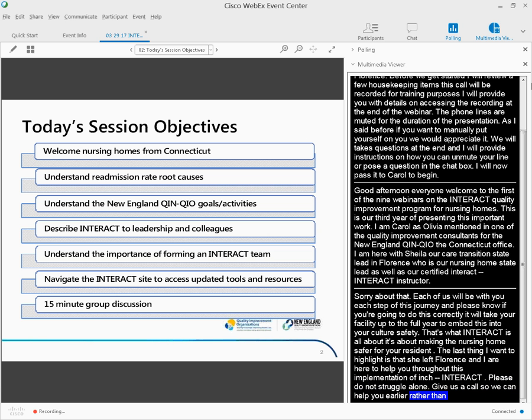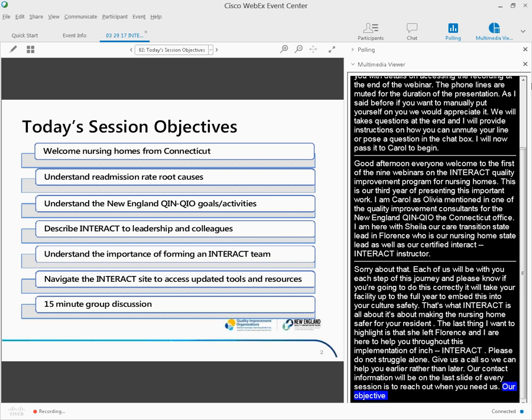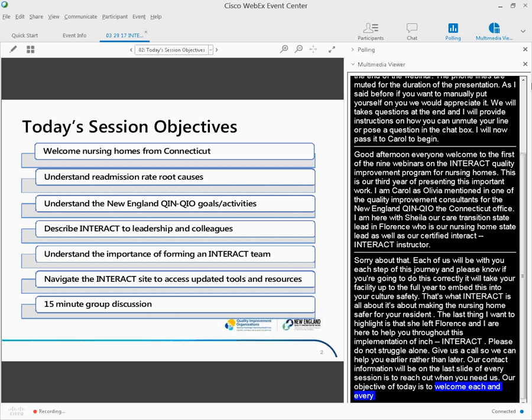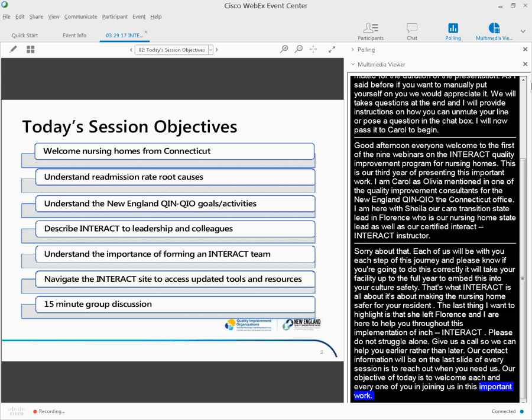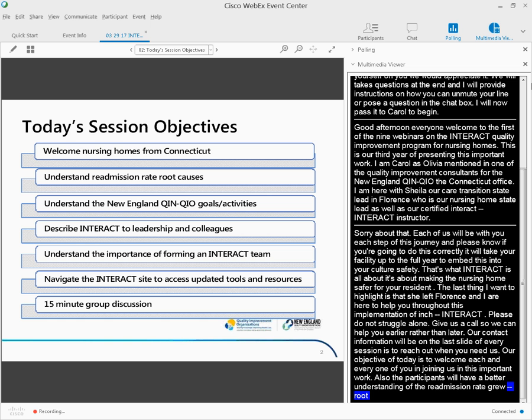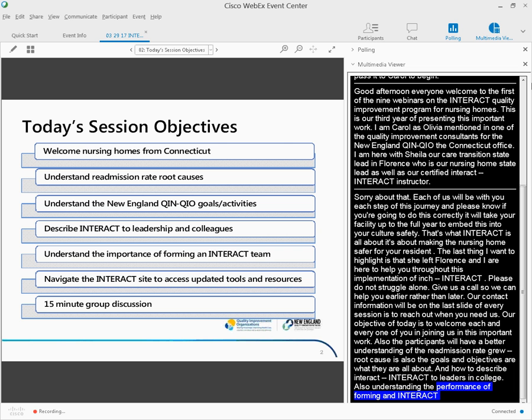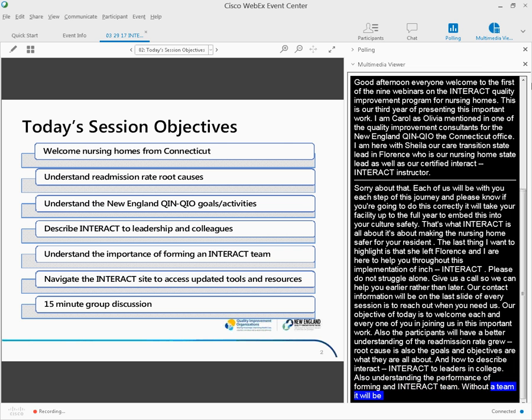So today's session objectives: we welcome each and every one of you in joining us in this important work. Also, the participants are going to have a better understanding of the readmission rate root causes, and the goals and objectives of what Interact is all about. We're also going to describe Interact and how to describe it to leaders and colleagues, and understand the importance of forming an Interact team. Without a team, the work is going to be very hard, and it may not get done. That's why Sheila's going to be spending some time with you today on what an Interact team is and what the role of each of the members is.